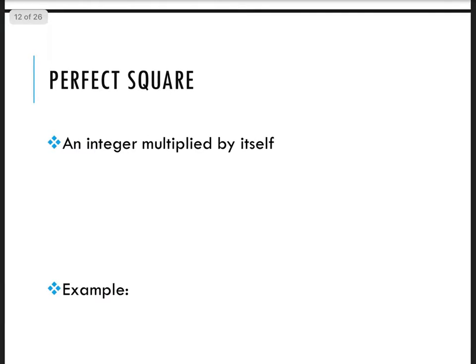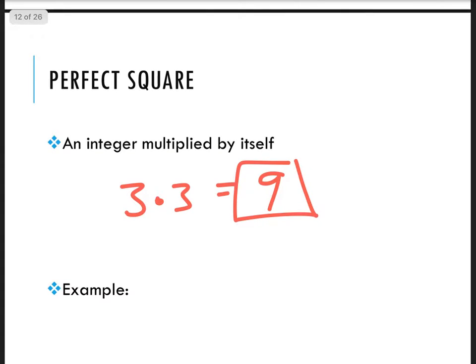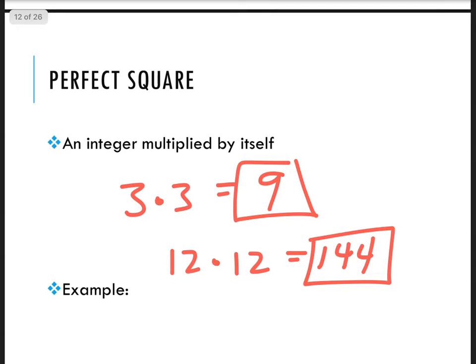So a perfect square is an integer multiplied by itself. So here, let's try this. 3 times 3 is 9. 9 is what we call a perfect square. If I have 12 times 12, I get 144. 144 is called a perfect square.